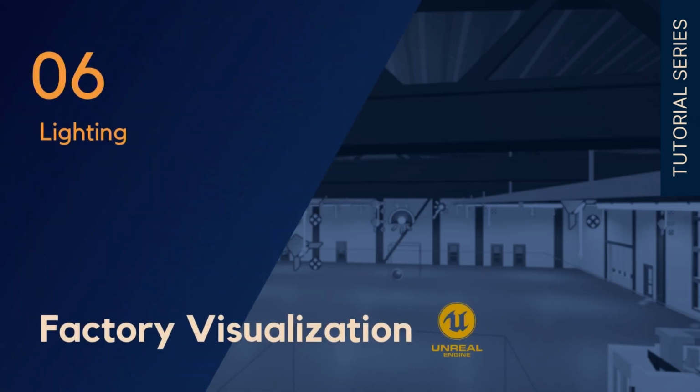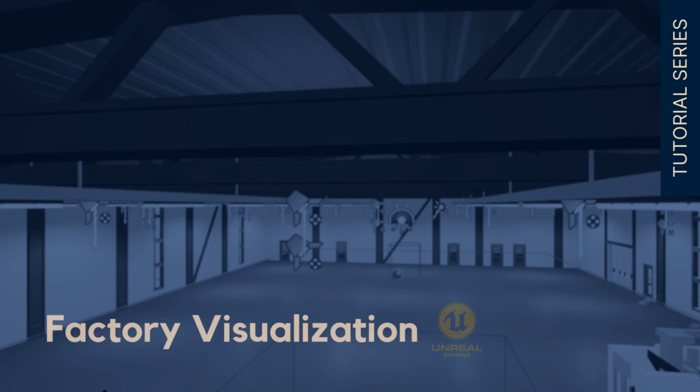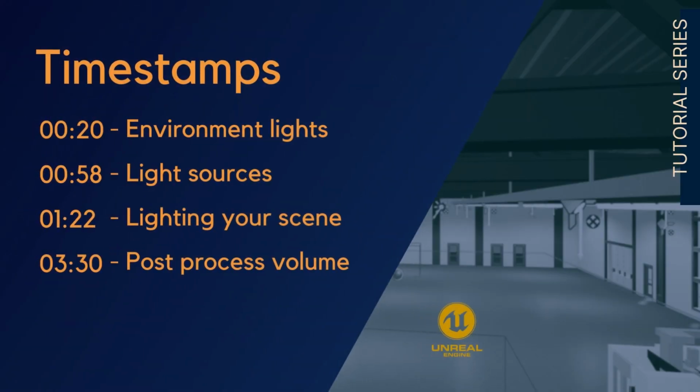This is the 6th video in this guide for making a factory layout in virtual reality with the help of Unreal Engine. The plan for this video is to show you different lights in the project and how to create basic lights in your own scene. You can also see the timestamps for the different parts of the video.